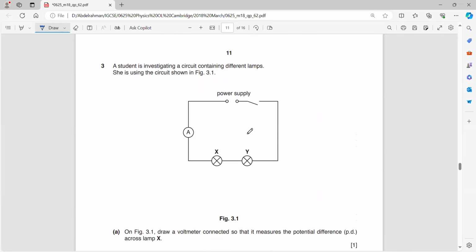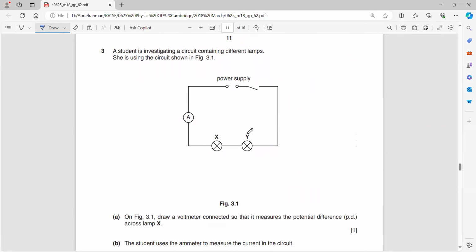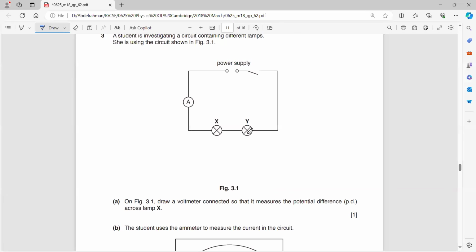We have a circuit X, we have lamps X and Y. Draw a voltmeter connected so that it measures the potential difference across lamp X. That's it. Voltmeter across lamp X alone. Okay, you can draw it above or below lamp X.